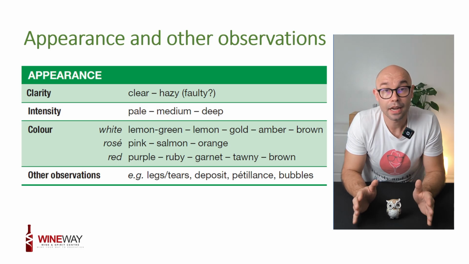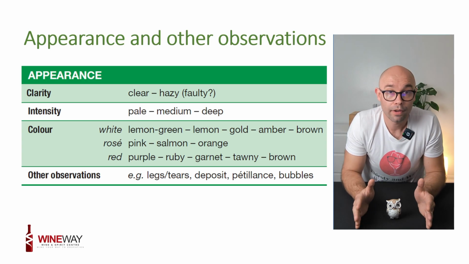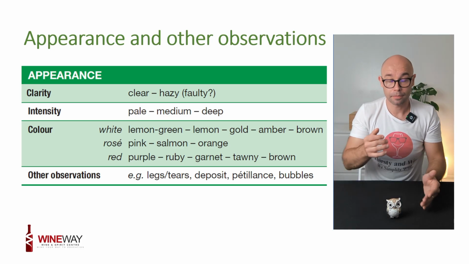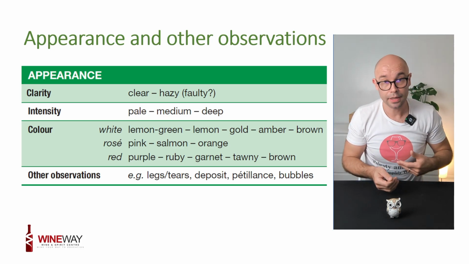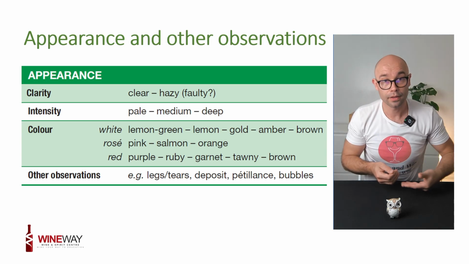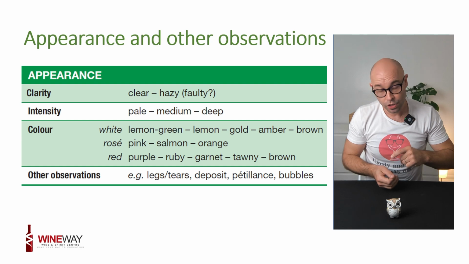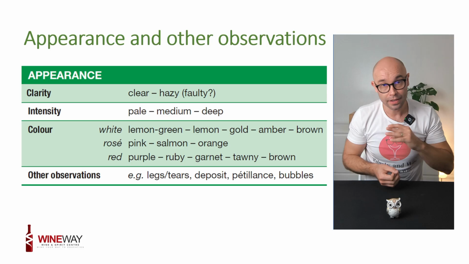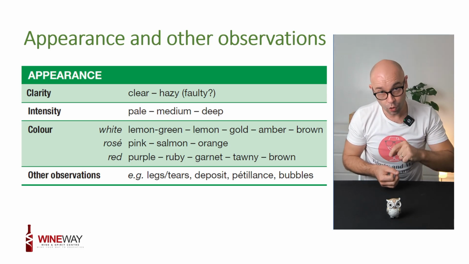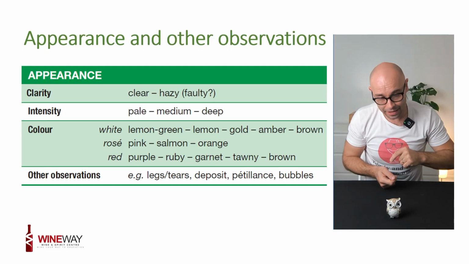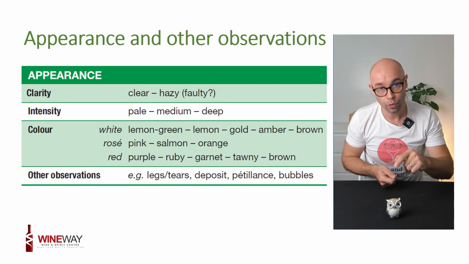The intensity is how much color the wine has, and it can be described as pale, medium, and deep. The way to evaluate the color of the wine is by tilting the glass under a white surface and seeing how much color goes towards the rim. So you're not going to be looking for the intensity of the color on the rim. You're going to be looking at the core of the glass, the center of the glass, and how far the color goes towards the rim.